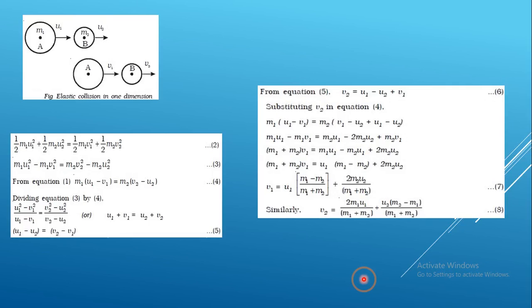Okay, moving towards next point, we are going to find out the expression for final velocities after a head-on elastic collision. Here, just take a small summary of the previous equation. As we know, the kinetic energy is conserved in elastic collision.